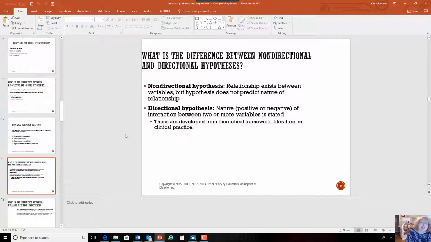A directional or a non-directional hypothesis. If it's non-directional, there's a relationship that exists, but it does not say what that nature is. In other words, is this going to improve that? Is losing weight going to improve your cardiac output? Is losing weight going to increase your energy level? That would be a directional hypothesis. Non-directional would not have "this is going to get better, this is going to get worse." It's just going to link the two together.